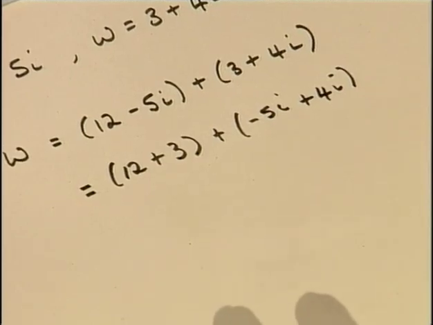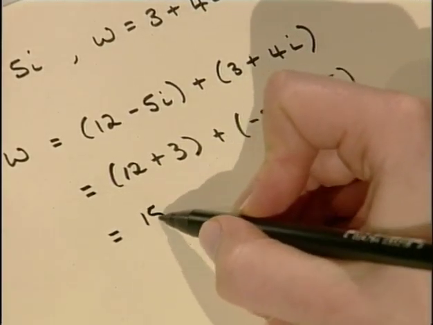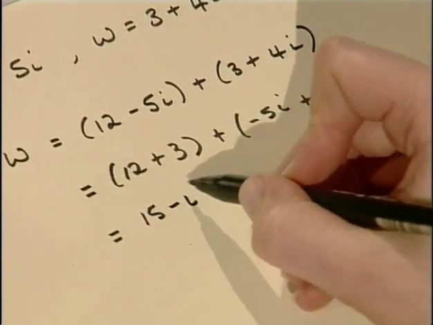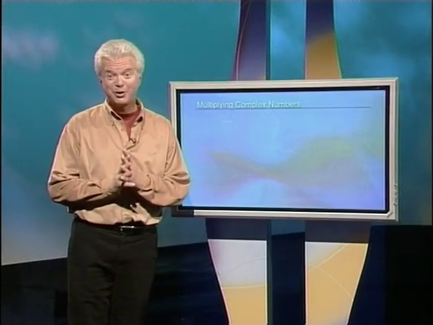Well, now it's simply a case of doing the arithmetic. So 12 plus 3, that gives me 15. And -5i plus 4i, well, that gives me -i. And that's 15 minus i. So there's my answer as a complex number. Well, that seemed pretty straightforward. And honestly, multiplication's not any more difficult.